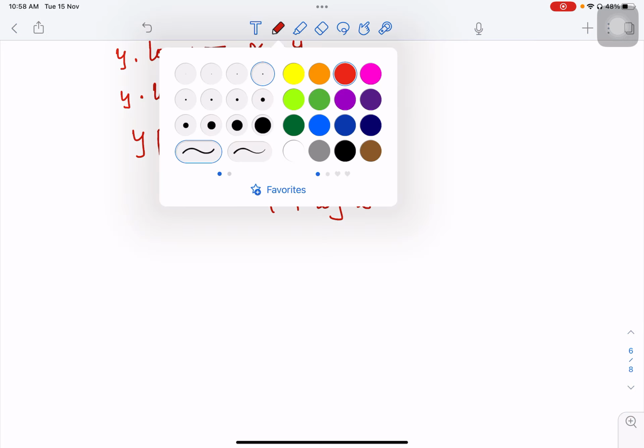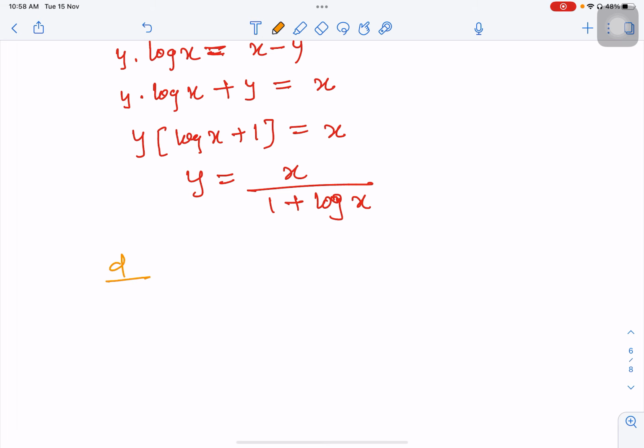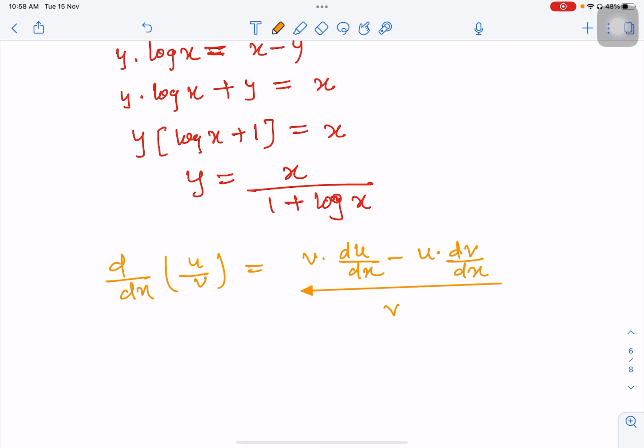Let me write the formula also. So what is the formula for derivative of u upon v? v as it is, derivative of u, minus u as it is, derivative of v, over what? Over v square. Correct. Again, this is an important formula. Quotient rule formula of what? Derivative.